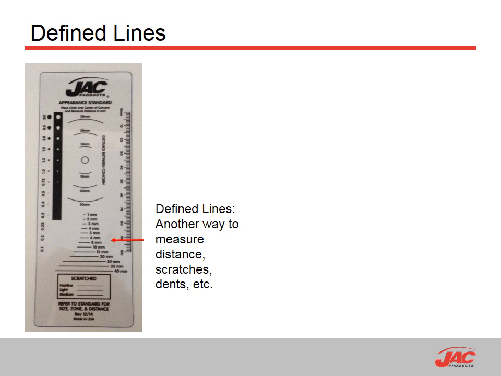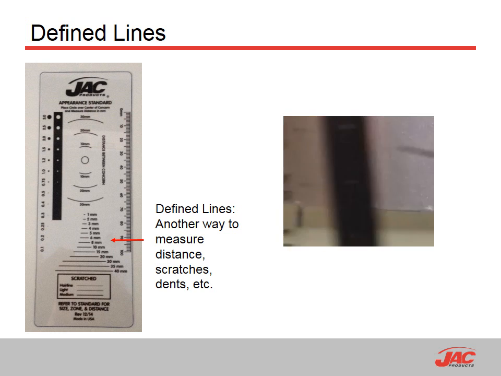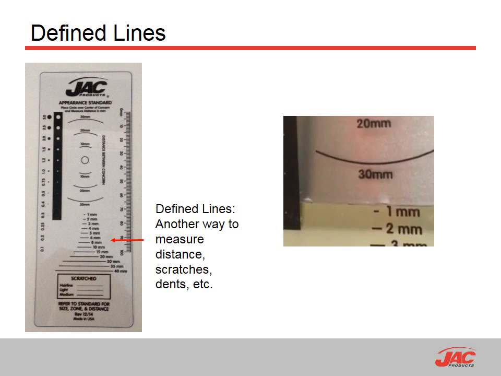Defined lines is another measurement tool like the ruler. These lines were printed at different common lengths. Sometimes it's easier to take the line that is the criteria length and overlay it on the defect. If a dent cannot be any bigger than 1 millimeter, take the 1 millimeter line and place it on the dent. If it covers the dent, then it is a pass.